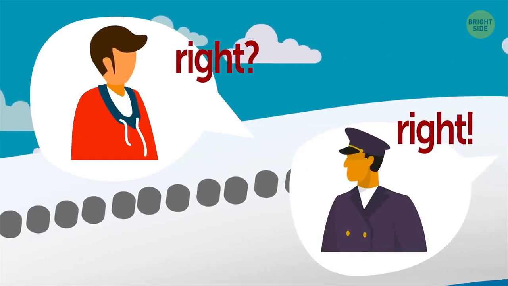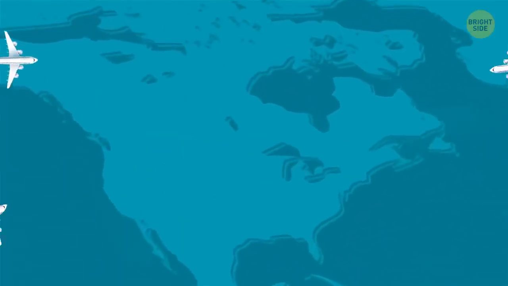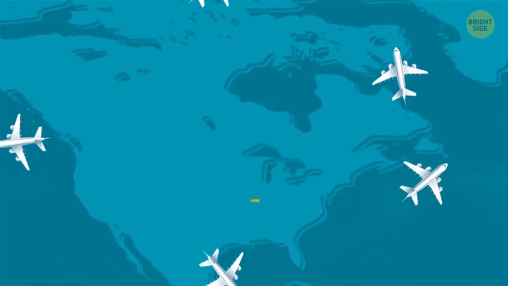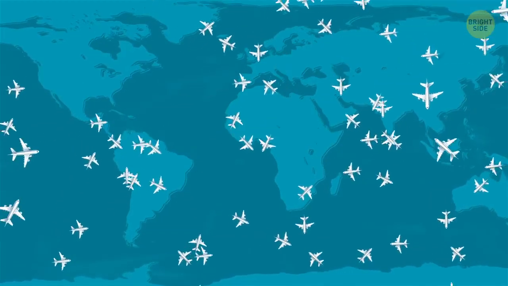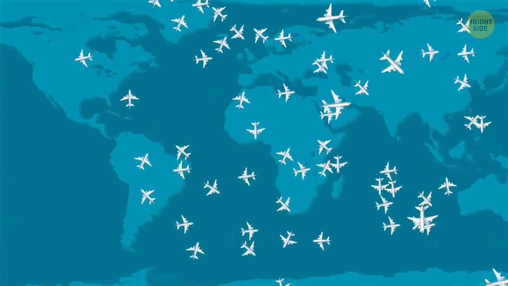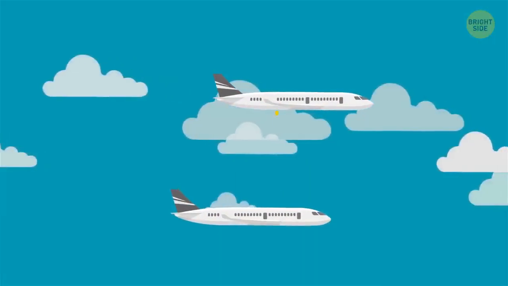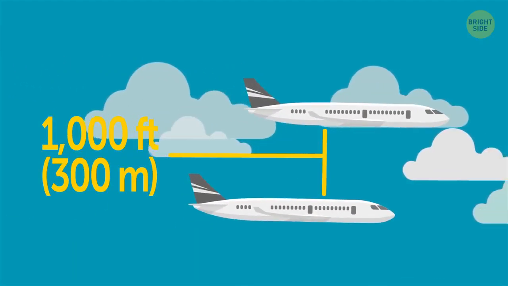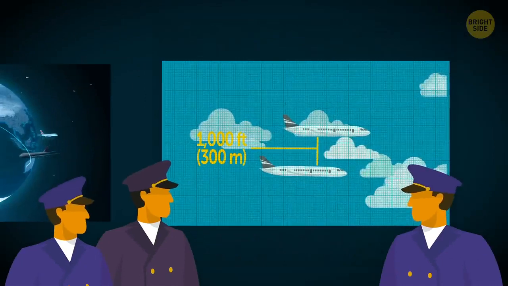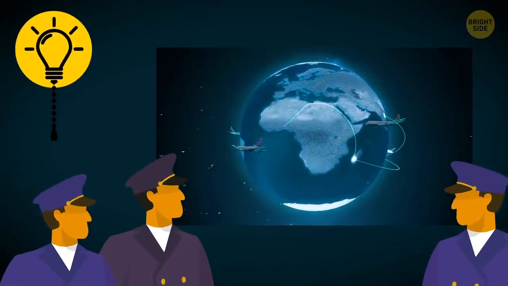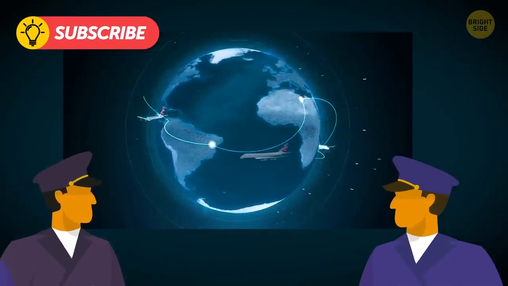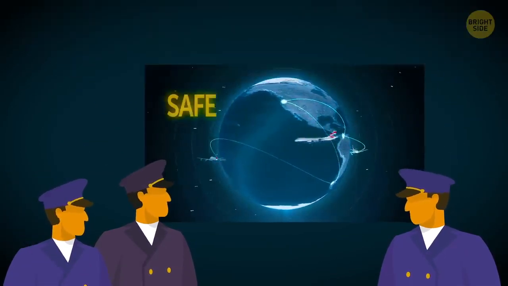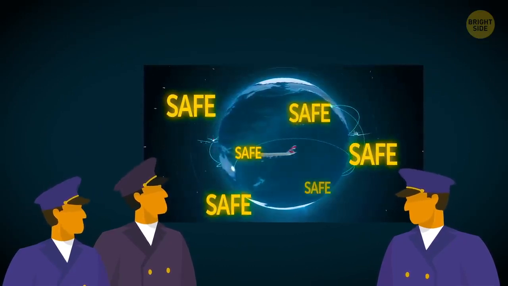Right. During peak travel times in the US alone, there are as many as 5,000 planes in the air at any given moment. That's nearly 50,000 planes over just one country every day. At high altitudes, planes must be separated by at least 2,000 feet vertically and 1,000 feet at lower altitudes. Fancy satellite-based communication systems give airlines the ability to change routes on the fly to account for everything from weather and wind to other planes. Safe travel always takes precedence over a fast route.